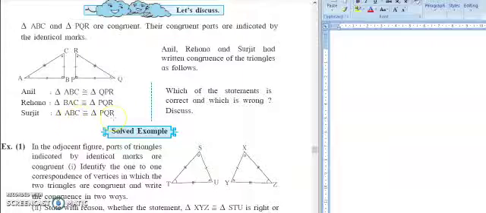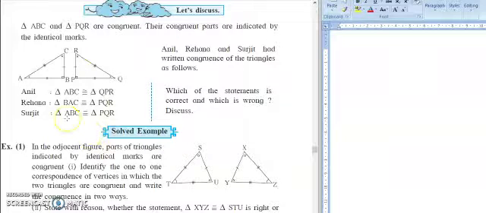Now BC should be congruent to QR. So this is BC, indicated by one line, and this is QR, indicated by three lines. So both these sides are not congruent. So these two triangles are not congruent because this given side BC is not congruent to this given side QR. Similarly, let us check AC, it should be congruent to PR. Is this AC congruent to PR? No, it is not congruent because it is indicated by three lines and the other only by one line. So both these segments are also not congruent.